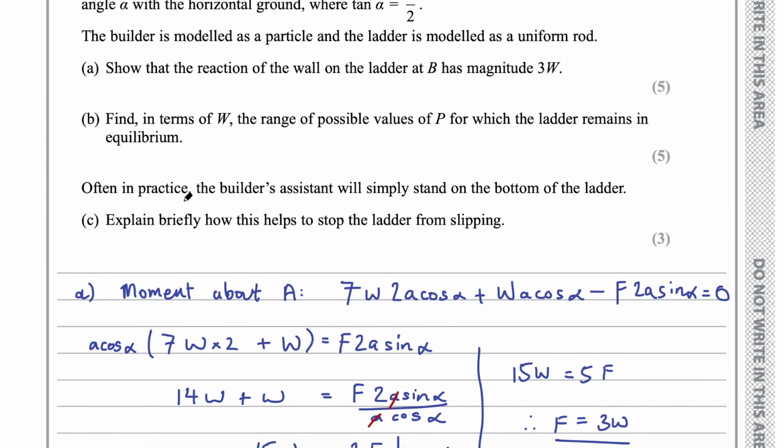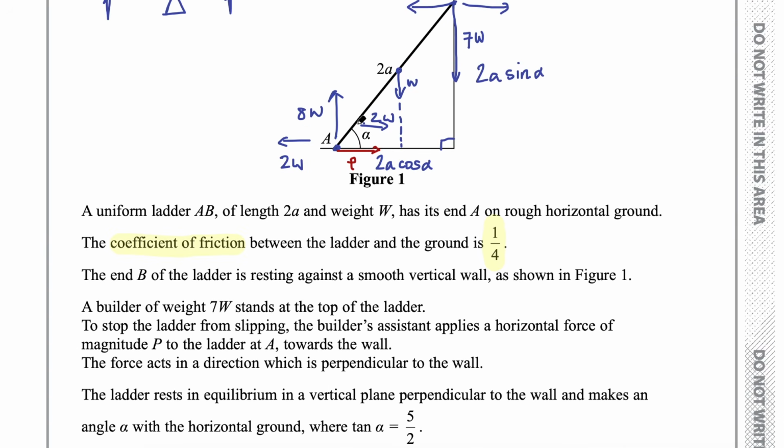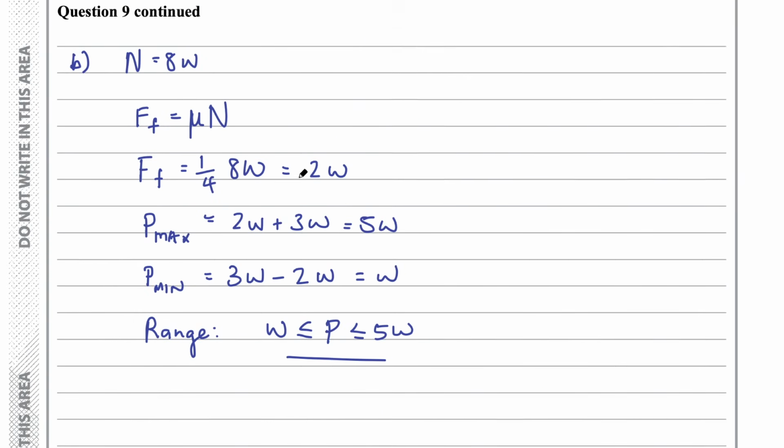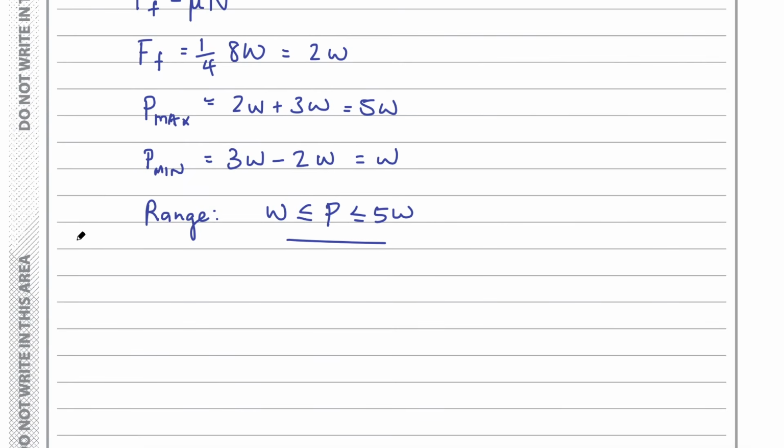And part C says, often in practice, the builder's assistant would simply stand on the bottom of the ladder. Explain briefly how this helps to stop the ladder from slipping. Okay, so let's have a look at the diagram again. So instead of pushing this way, he might stand on the ladder. So therefore he'd be adding more weight, which means there'd be a higher normal force. And if the normal force is higher, the frictional force will also increase because they're directly proportional. So by increasing the normal force, the frictional force will increase as well.